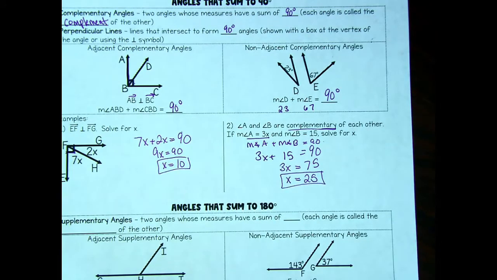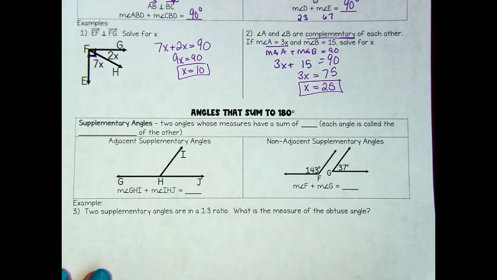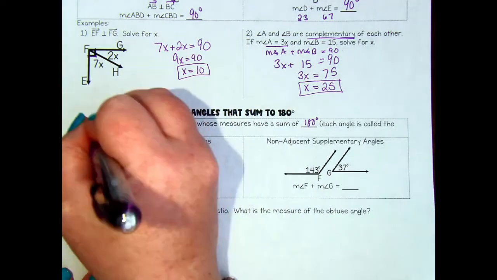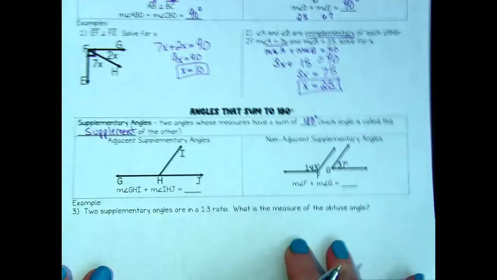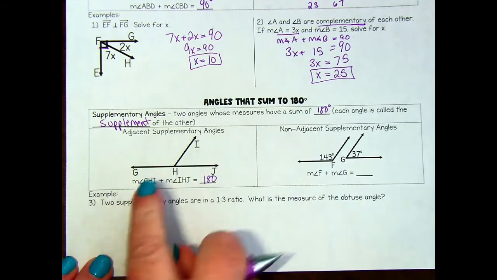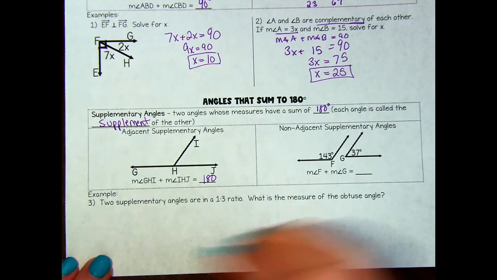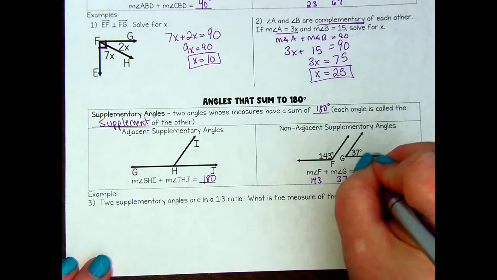Now, in addition to complementary angles, we have what are known as supplementary angles. Supplementary angles are two angles whose measures have a sum of 180 degrees. Each angle is called the supplement of the other. So there are, again, two types of supplementary angles. Adjacent supplementary angles that look like they form a straight angle or a line, and non-adjacent supplementary angles. That means they are not touching, but their sum is still 180 degrees.